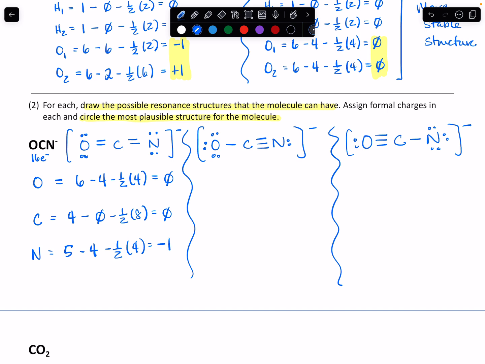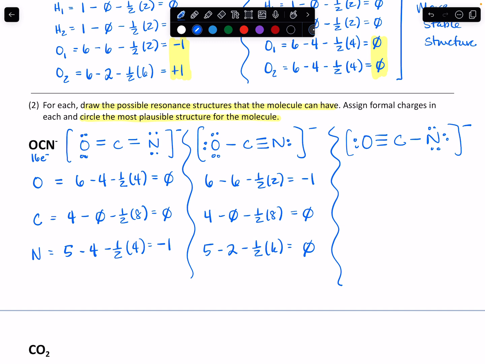So this is going to be -1. All right, so that's one set. All right, so we do oxygen again here. It's going to be 6 minus 6 minus 1/2 of those 2. So that's going to be -1. And then we're going to have 4 minus 0 minus 1/2 of 8. So carbon is still 0. And then nitrogen is 5 minus 2 minus 1/2 of 6. So that's going to be 0.